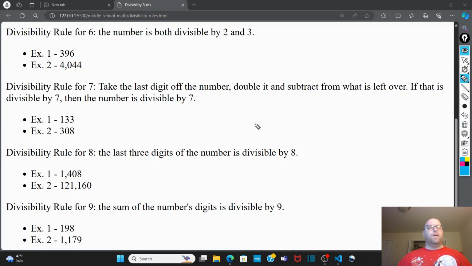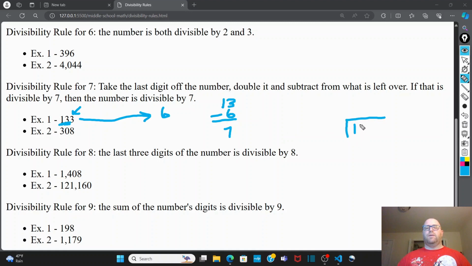Let's change up the colors here. So divisibility rule for 7, this is a little bit longer. So we're going to take the last digit of the number, double it, and then subtract it from what's left over. If that number is divisible by 7, then the number is divisible by 7. So let's look at this one. We're going to take the last digit, which is this 3 here. I'm going to double it. That's going to give me 6. And then we're going to take the rest of the number here, 13. 13 minus 6, that's 7. 7 is divisible by 7. So 133 should be divisible by 7.